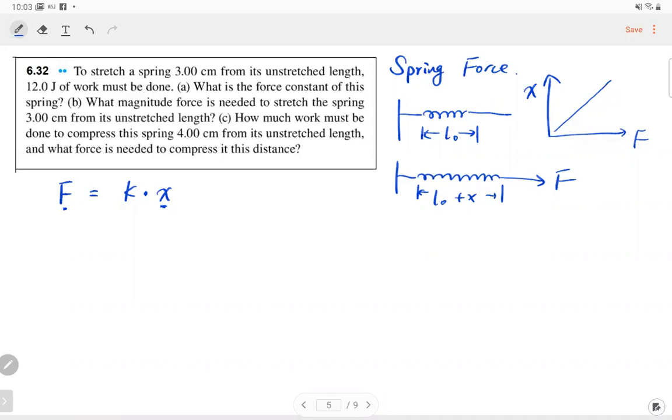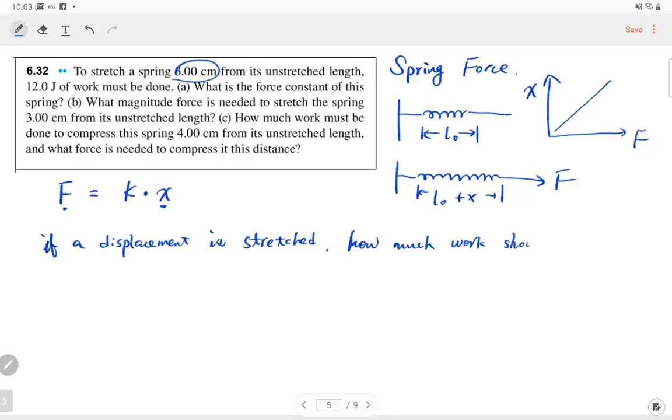Then let's see, if we want to stretch 3 centimeters from the original length, how much work should we do? Let's do the calculation. The work equals the force times displacement. The displacement and the force are in the same direction, so cosine theta is 1. Then we're going to use the force times x.